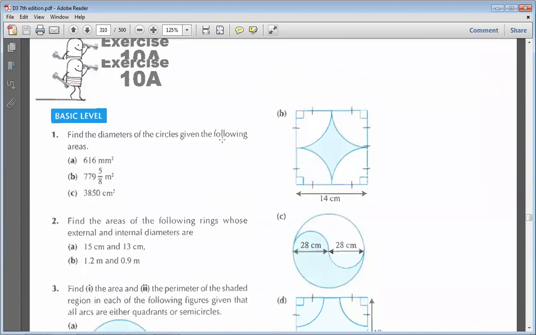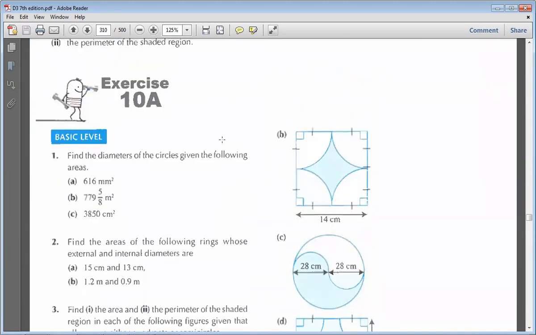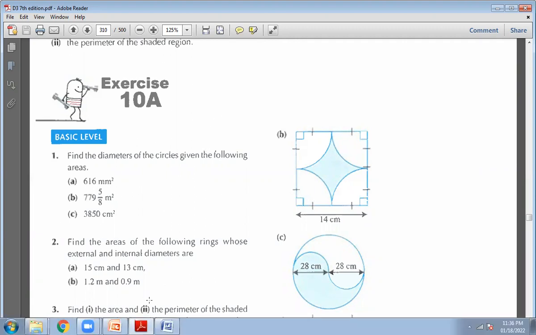So on your screen, exercise 10A, question number 1 is showing up. It says, find the diameter of the circles given the following areas. So these are the areas of the circle given, and you know the formula for the area of the circle is pi r square. So the area is given, so it's very simple. Pi r square will be equal to, for example, in the A part, area of the circle will be equal to 616 millimeter square. And from there, I will find the value of the radius. Once I know the value of the radius, and you know the diameter is equal to 2 times the radius. So that's the strategy of doing this question number 1.